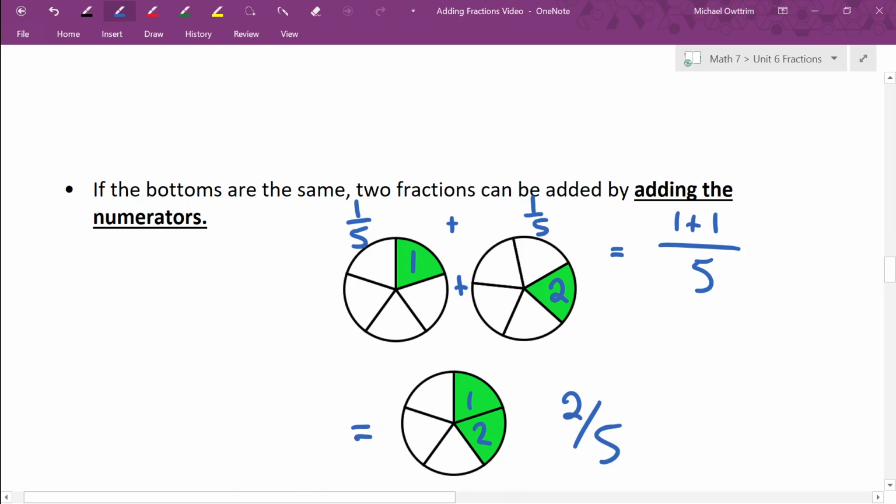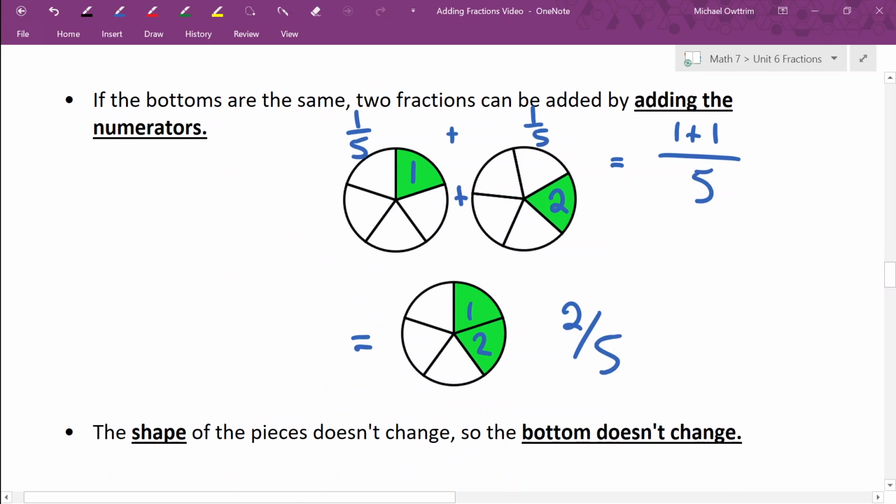And on the bottom, we've got a 5, and that's because the shape of the pieces doesn't change by counting them together. We're just moving this piece there, and this piece there, and we're saying that together as a single group, they are a section that is 2 out of 5 of a whole. Bottom doesn't change because the shape of these parts that we're counting doesn't change.